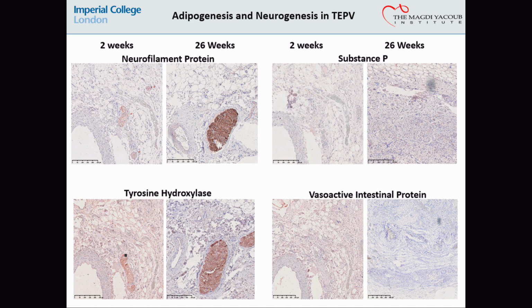And when we look at vasoactive intestinal protein, and this is a parasympathetic marker, we see very little expression as well. There is a nerve bundle right here next to this blood vessel. It's not showing positive at all, but there is a nerve bundle here as well at week 26, and this is not being expressed at all. So the majority of the nerve bundles are of the sympathetic type, and they're expressing tyrosine hydroxylase.